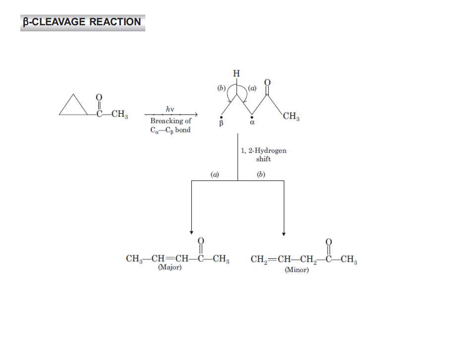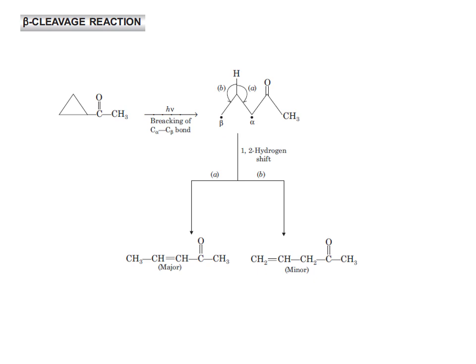Now the mechanism of the reaction has been shown to involve the formation of a biradical intermediate. We can see the photolysis of this acetyl cyclopropane, and here we can see the breaking of the C alpha C beta bond in the presence of light, producing this biradical, where one radical is on the beta carbon and another radical is on the alpha carbon. This photolysis of acetyl cyclopropane leads to cleavage of the cyclopropane ring, followed by a hydrogen shift.